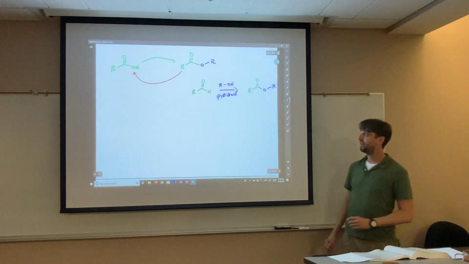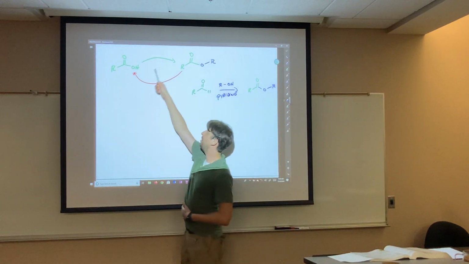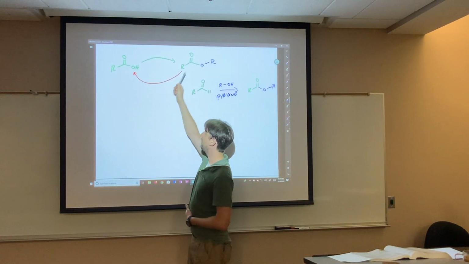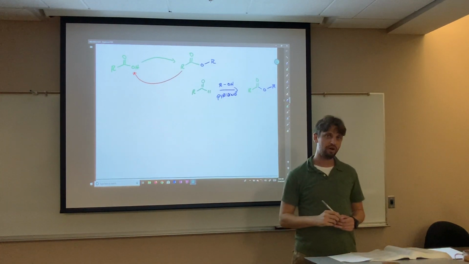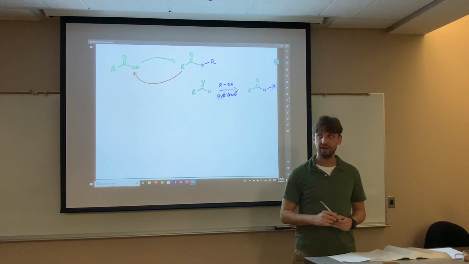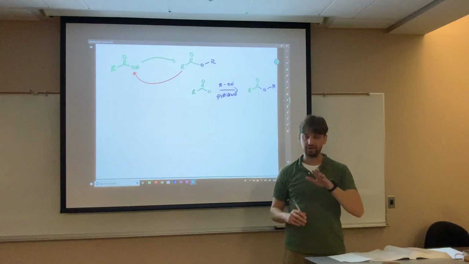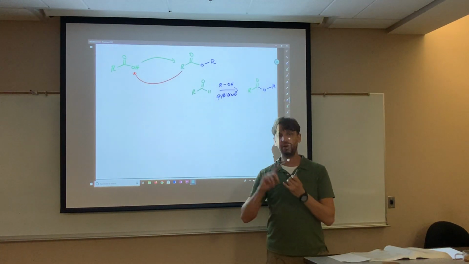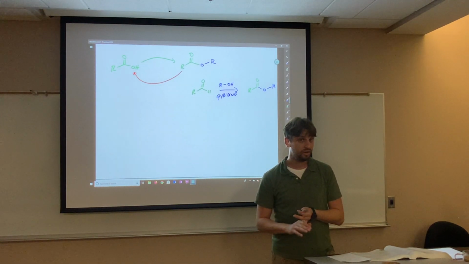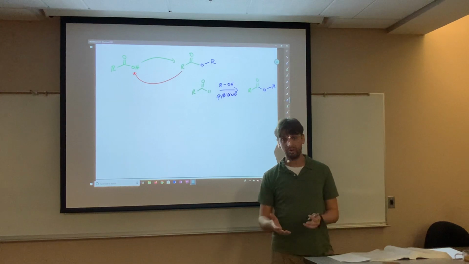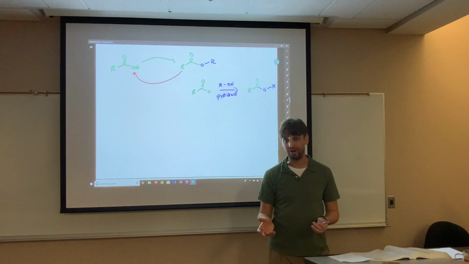Okay, but let's go back to the thought here that we know how to go from one end to the other, right? Let's talk about the red arrow here. There are two ways that we can go back from an ester into a carboxylic acid. And shockingly, we can either do it under acidic or basic conditions.